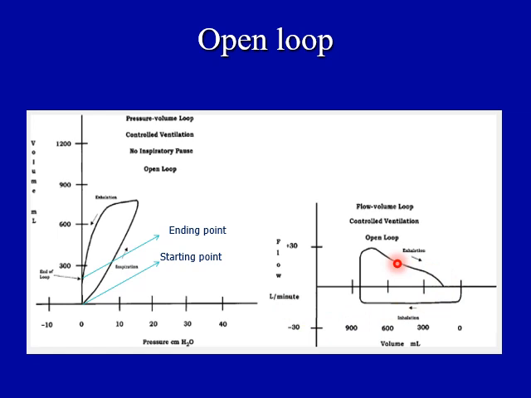Again, in the case of the flow volume loop, with flow along the y-axis and volume along the x-axis, this is the inspiration. From inspiration it goes like this, and the expiration comes and joins here. Here the beginning point is different and the ending point is different. So this indicates the volume loss.